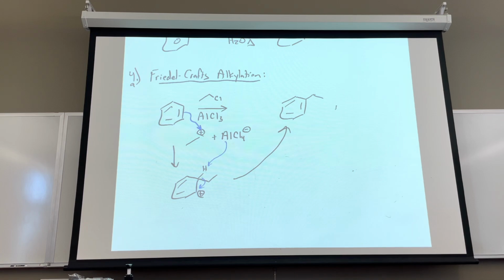Now, as before, if you keep track of your atoms, you would make HAlCl4 minus, or sorry, neutral HAlCl4. This rapidly decomposes. And so we do regenerate that catalyst. But the important thing is that you take the benzene ring, through the combination of these two reagents, and you end up with the alkyl group substituted onto the benzene.